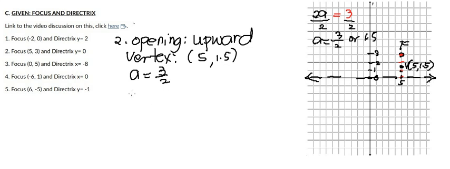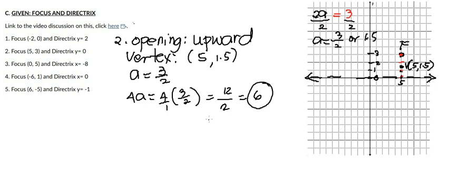So we are left now with our 4a. Finding 4a, all we have to do is to multiply 4 with our a as 3 halves. Multiplying that, this would lead to 12 over 2, which is equal to 6. So again, if you are multiplying that one, we can multiply numerator, numerator, denominator, denominator. So we have 4 times 3, that's 12, over 1 times 2, that is 2, which is equal to 6. We have this as our 4a.